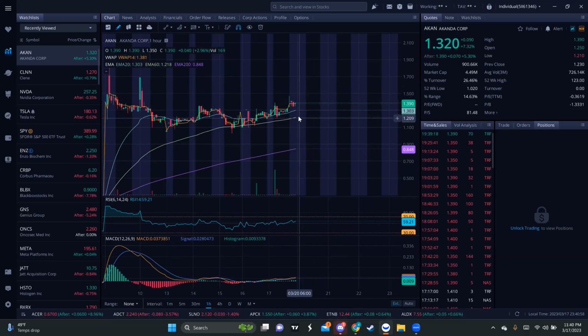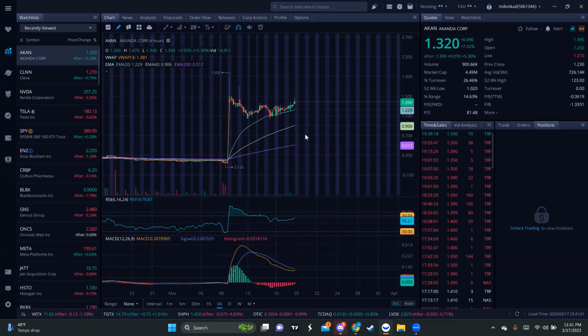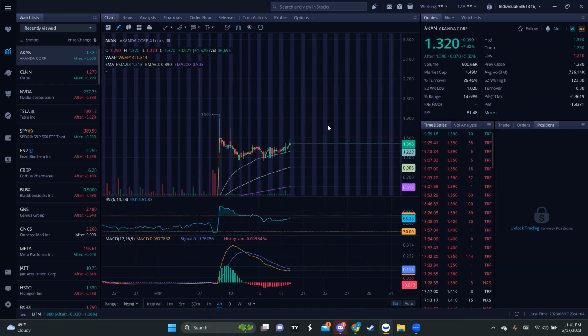Retest the 60 minute, 20 minute, that's fine. But I believe that we have pretty good reserves to work with here. So I'm going to be adding to this one. Remember, AKAN. This is going to be another swing that I want to be adding next week.